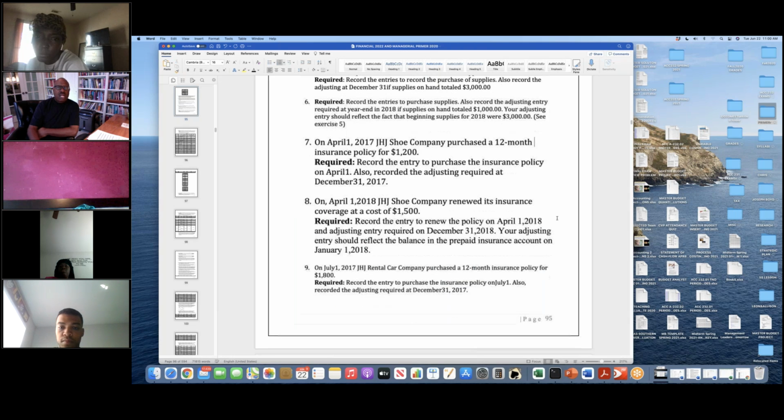So I'm making them larger. So let's work with these numbers. And it says on April 1, 2017, JHJ Shoe Company purchased a 12-month insurance policy for $1,200. Record the entry to purchase the insurance policy on April 1st and the adjusting entry at December 31st. So let's do that one first.